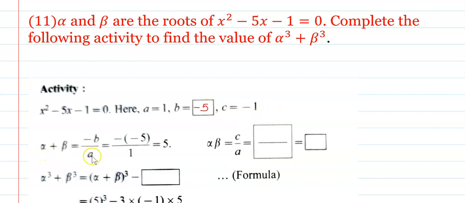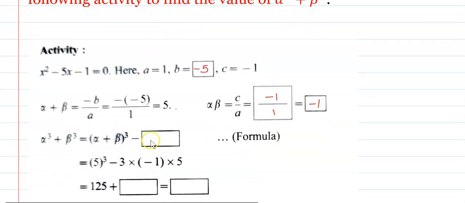Alpha plus beta is minus b upon a. Minus 5 upon 1, you will get here 5. Alpha into beta is c upon a. What is the c? C is minus 1, upon a, which is 1. And overall, you will get minus 1.